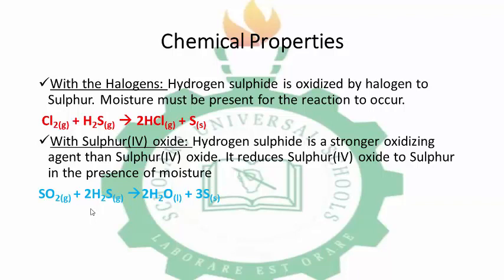Please let's take note of that. And please take note that for the reaction to take place, moisture must be present. Now, with sulfur 4 oxide: we all know that sulfur 4 oxide is a reducing agent, but it behaves as an oxidizing agent when it is made to react with hydrogen sulfide. The sulfur 4 oxide is reduced to sulfur, while the hydrogen sulfide is oxidized to sulfur. Please just take note of that.